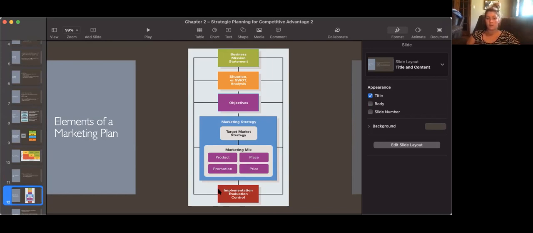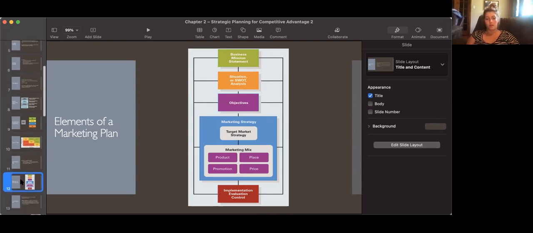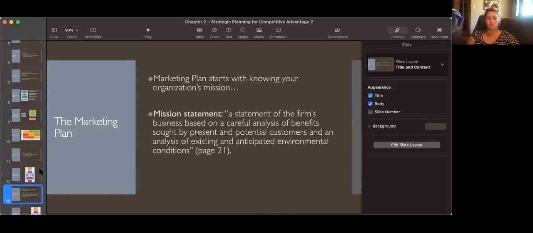And then finally, remember I said you don't want to have a marketing plan that sits on the shelf and never gets looked at. You want to implement, evaluate, and control. So we'll break down each of these. First, the mission statement. This is something that you've probably talked about in lots and lots of different classes and lots of different contexts. A marketing plan starts with knowing what your mission is, who you are as a company. So you have to look very carefully at who you are and what you're trying to say. Remember that branding map where it talks about identity and your story and all of that? This all ties together.